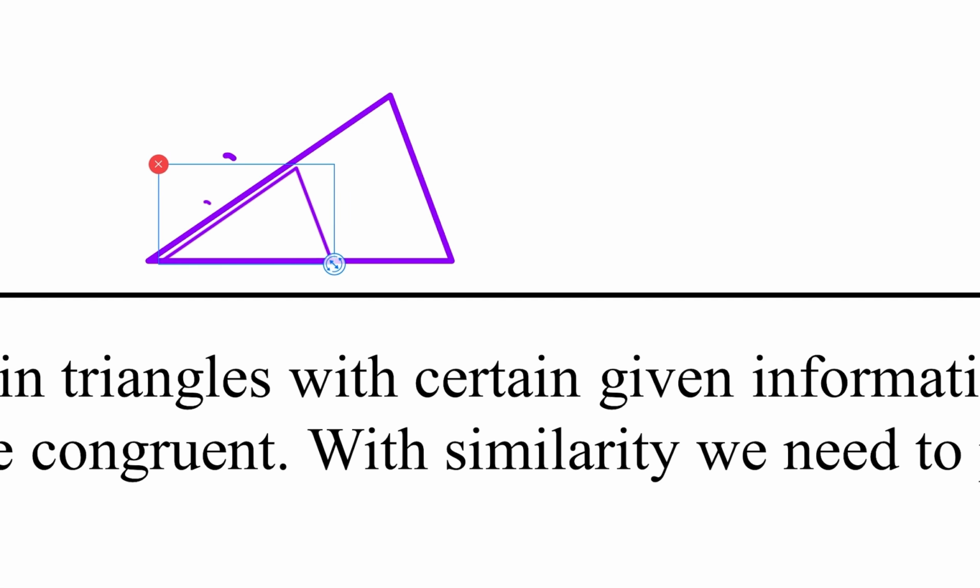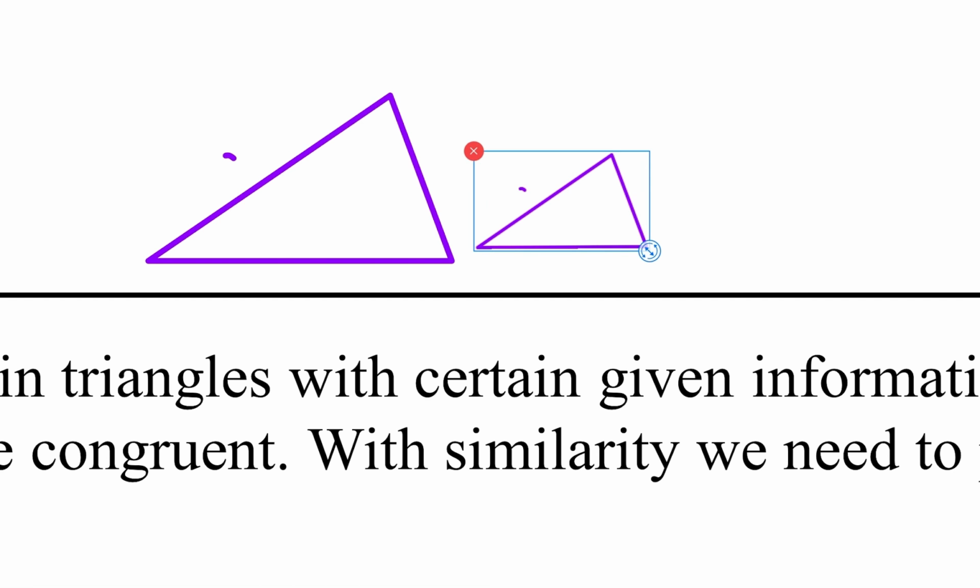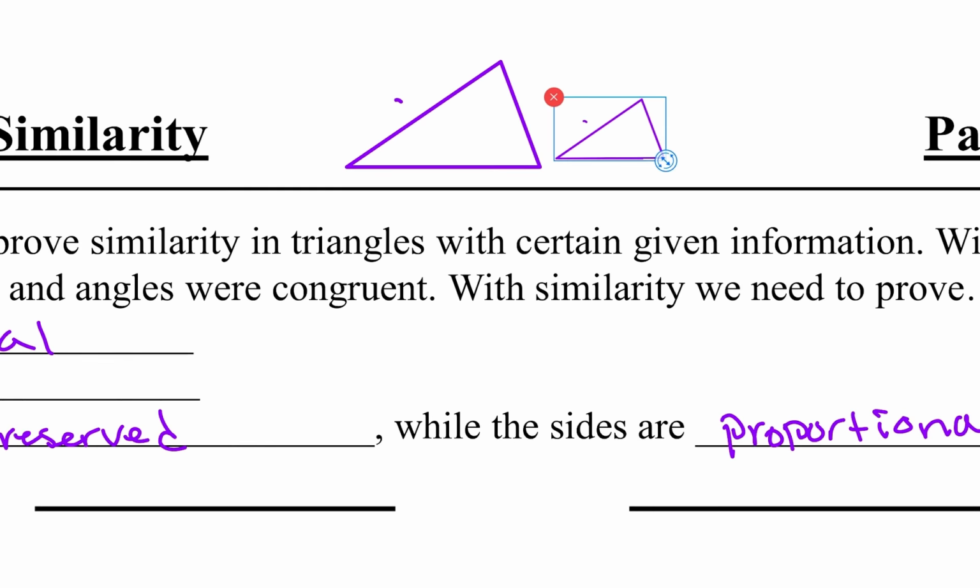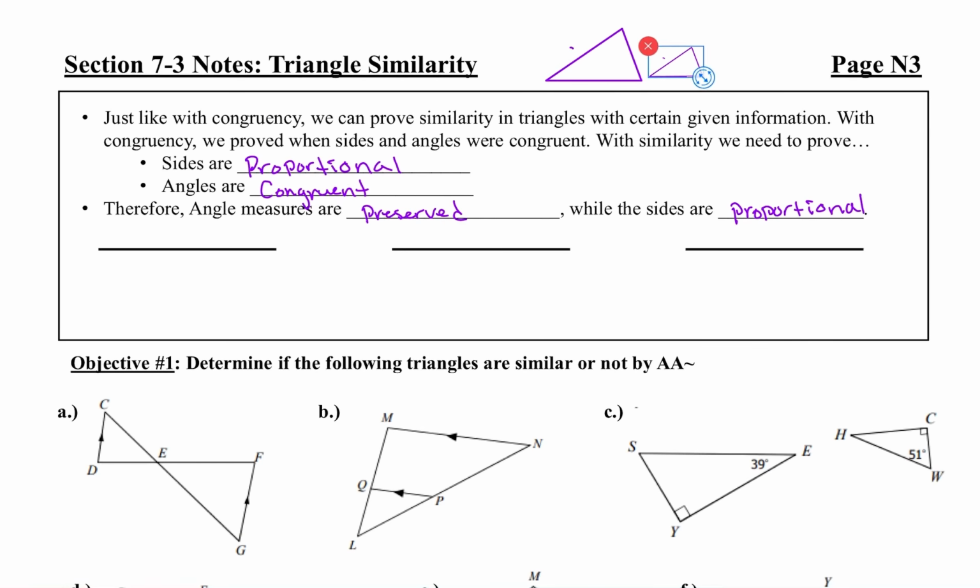You can see that it almost looks like it's double. This side looks like if I doubled it, it would reach both of them. This one over here, if I doubled it, it would reach both of them. Over here, if I doubled it, approximately, it would reach both of them. So similar has the same angles, just proportional sides.